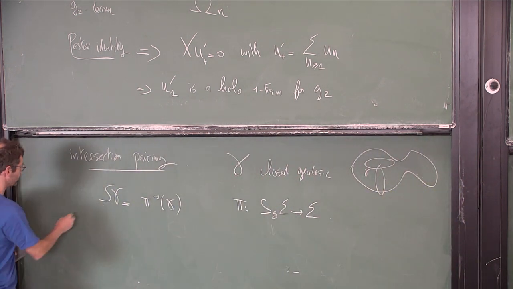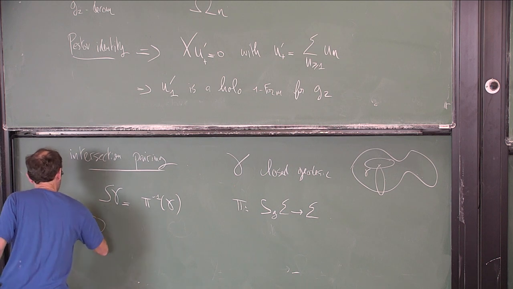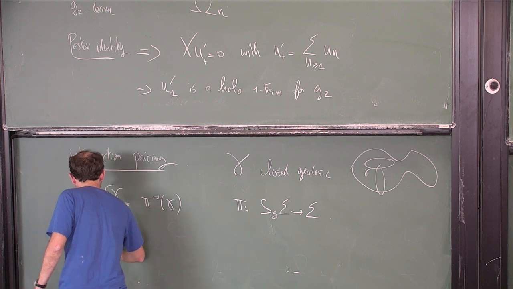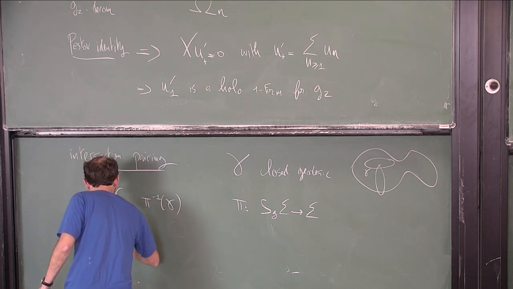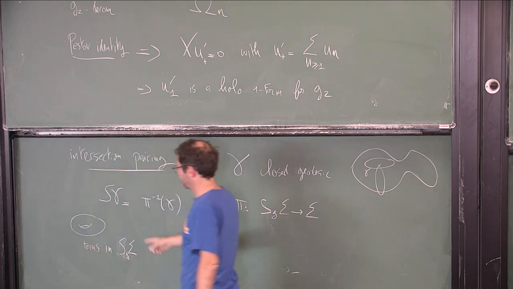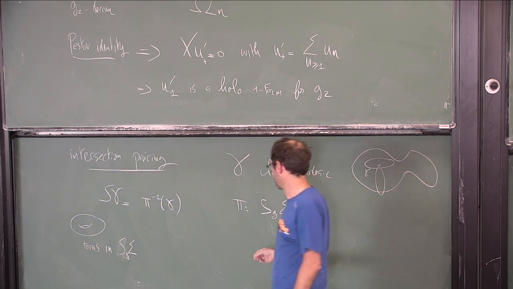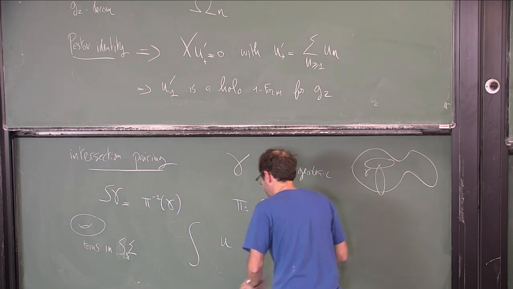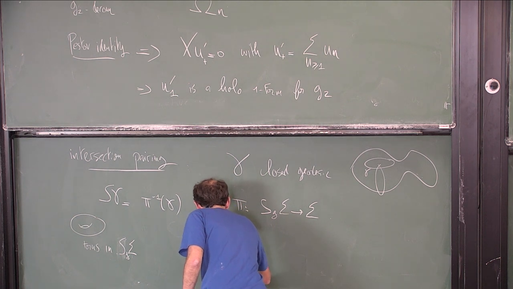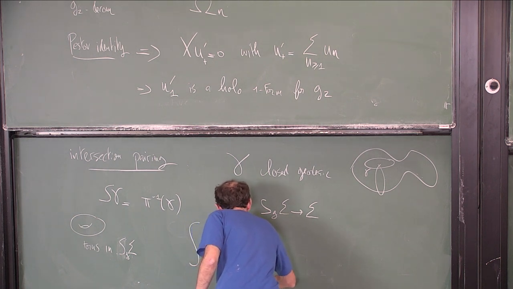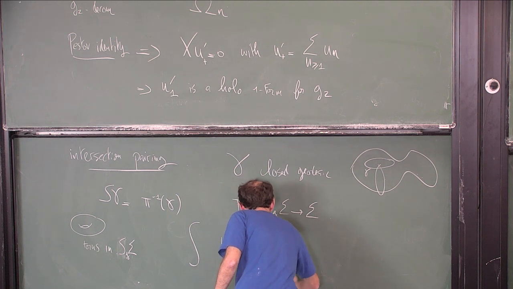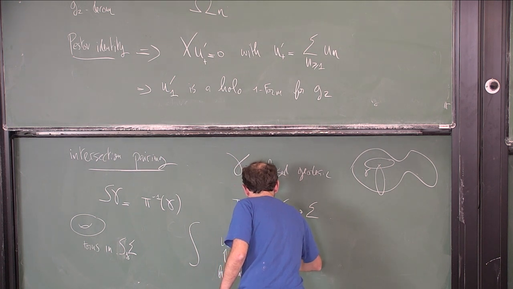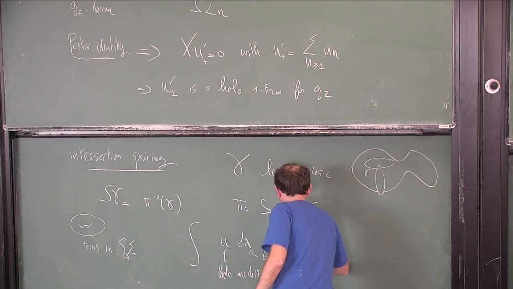So you take gamma, so it's a cylinder. It's a torus. It's a torus sitting in S g sigma. So you can view it as a current. And now, if you take your invariant distribution, U, the holomorphic invariant distribution for G, you multiply by d lambda, which is the Liouville form, the Liouville 2 form.